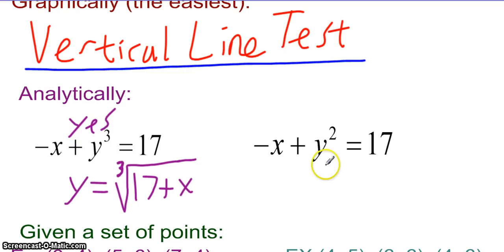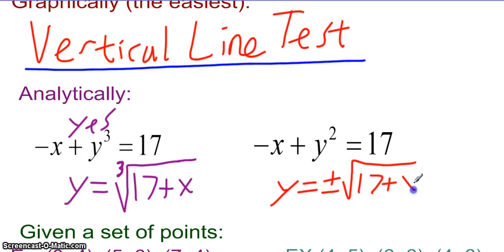Whereas if I look at this other relation here and I solve this for y, now when I solve, I'm going to end up with y equals plus or minus the square root of 17 plus x. So notice that because of this plus or minus, for a given x value, I'm going to have potentially two different unique y values. Therefore, this is not a function.